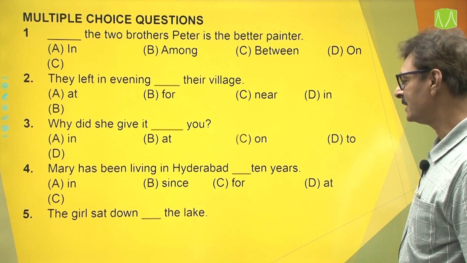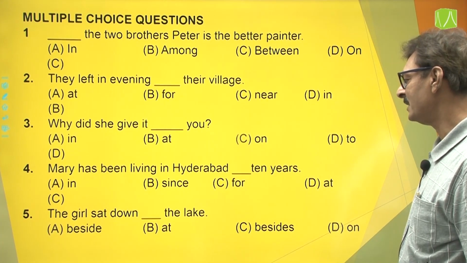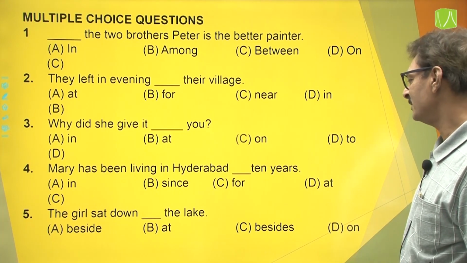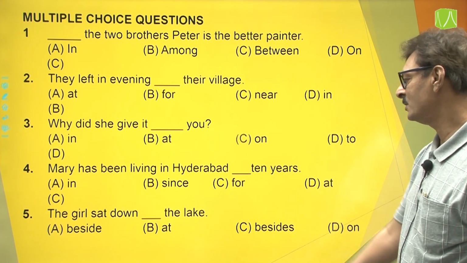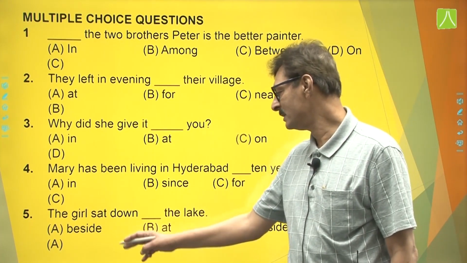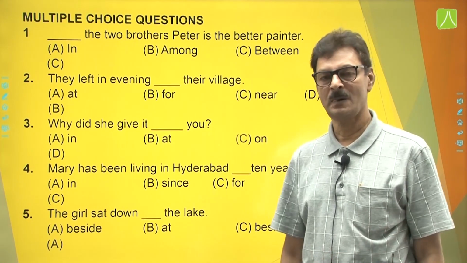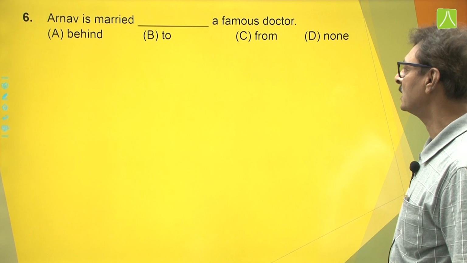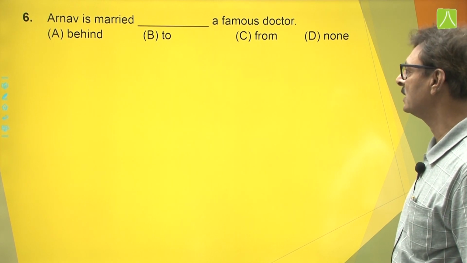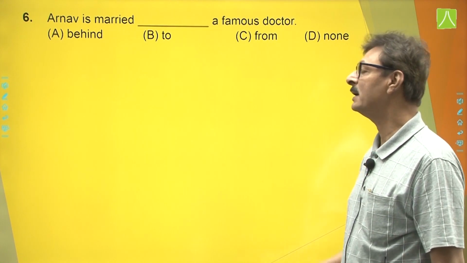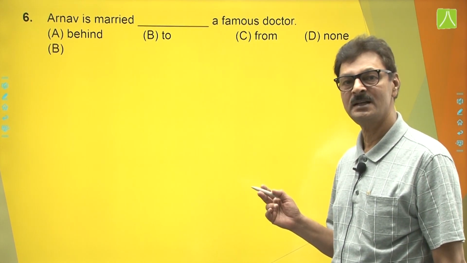Next, the girl sat down dash the lake. Beside the lake, at the lake, besides the lake or on the lake. On the lake हो नहीं सकता है. Besides the lake उसके अलावा नहीं हो सकता है. Choice between A and B, and the correct answer is the girl sat down beside the lake, उसके बगल में. Some more sentences. Arnav is married dash a famous doctor. Behind, to, from or none of these. Arnav is married to a famous doctor is the correct one.